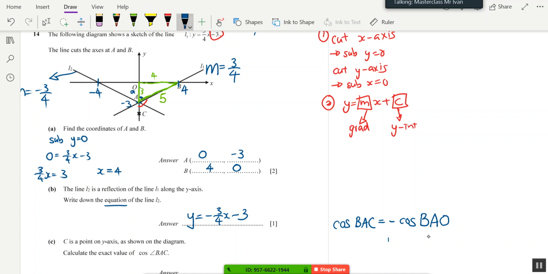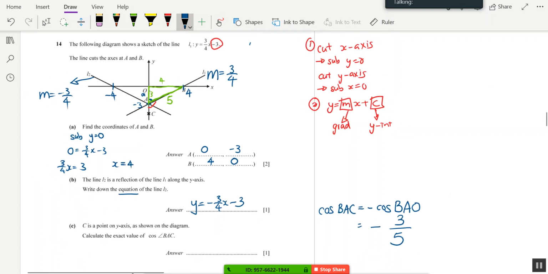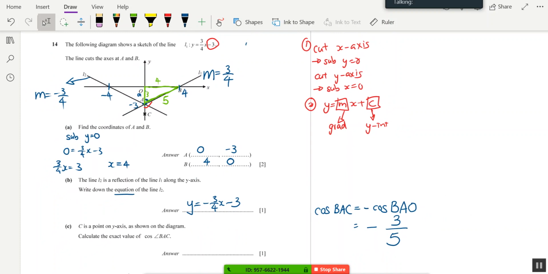Okay, so the answer is? Megan, tell me what's the answer? Negative cosine BAO. So what is the answer? Negative A over H. Which is? Adjacent is 3 over 5. So the answer is negative 3 over 5.